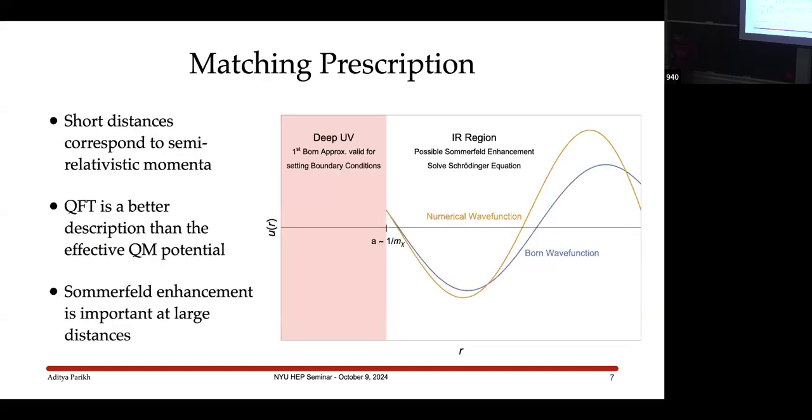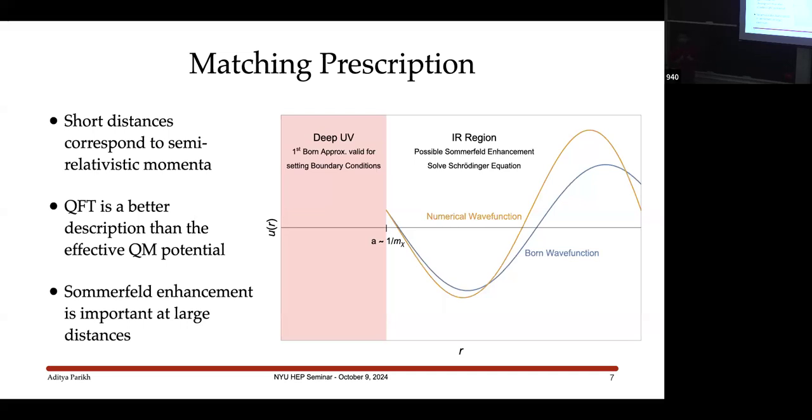This is where a lot of our intuition from QFT will actually come in and basically save the day. What we devised was a new matching prescription, which leverages the fact that when you're very close to the origin, so basically within the Compton wavelength of the particle, your particles are actually moving semi-relativistically or even relativistically.